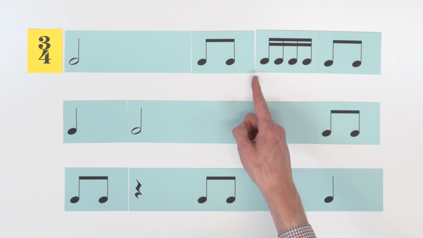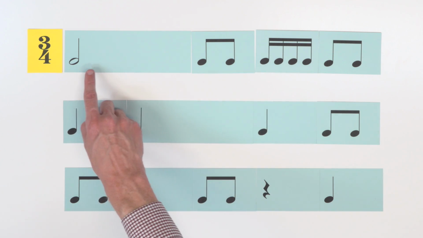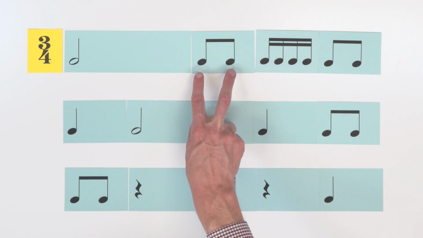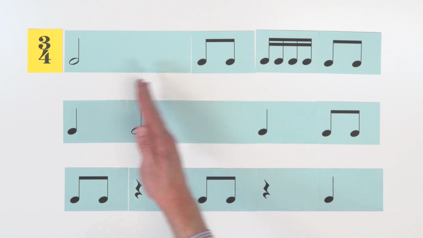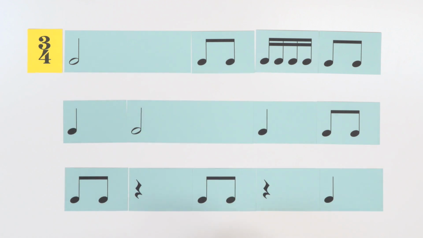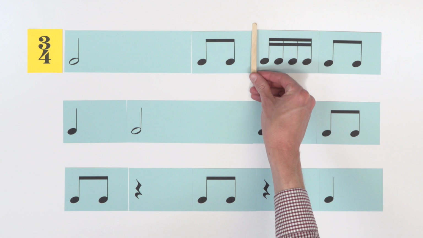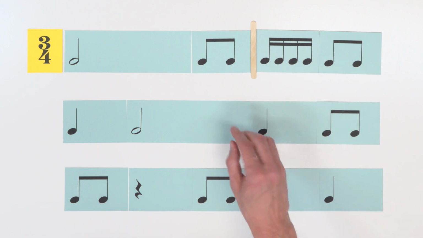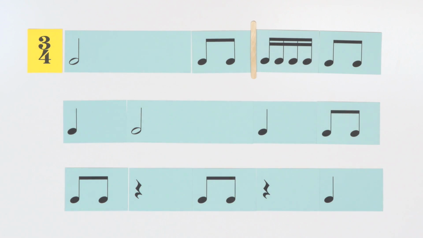If you're pointing here, you're correct. The half note gets 2 beats. Then these 2 eighth notes equal 1 beat. And we need 3 beats in a measure. So 2 plus 1 more, then we need our first bar line. Now, can you figure out where the next bar line would go and point to it?